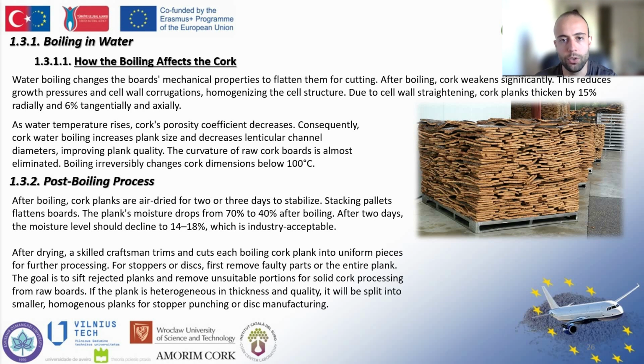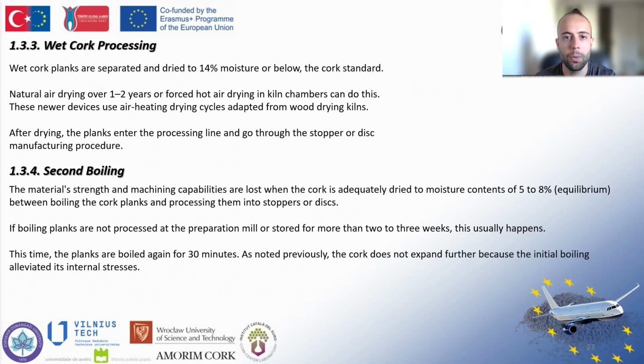Cork planks are air dried for 2 or 3 days after boiling to stabilize and flatten them. Cork planks with high moisture content are dried using either natural air drying or forced hot air drying in chambers. Once dried, they enter the manufacturing process for stoppers or discs.